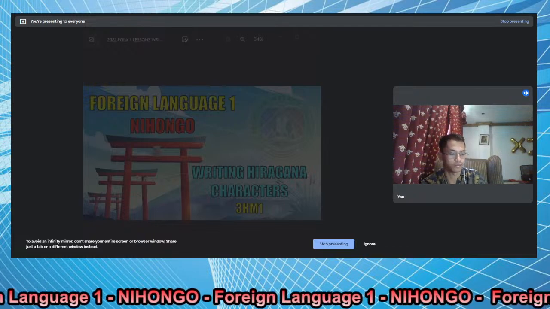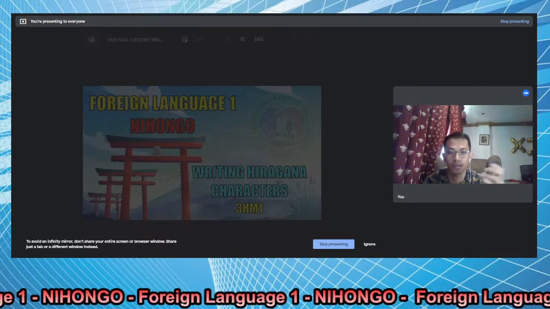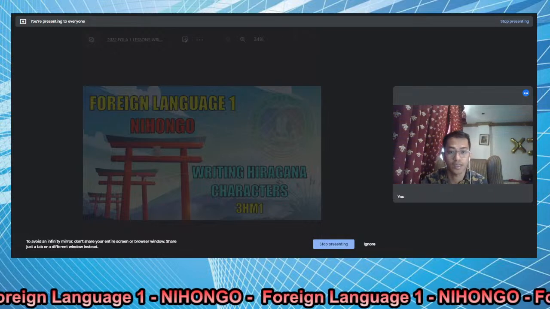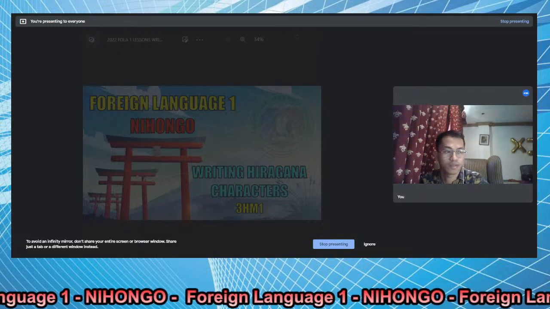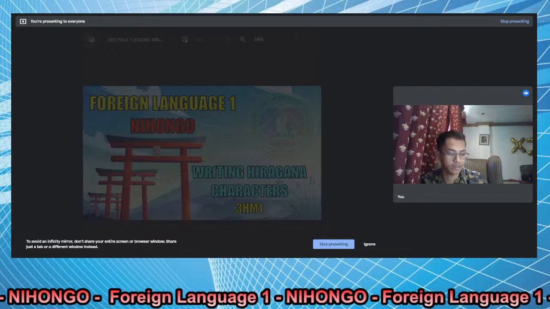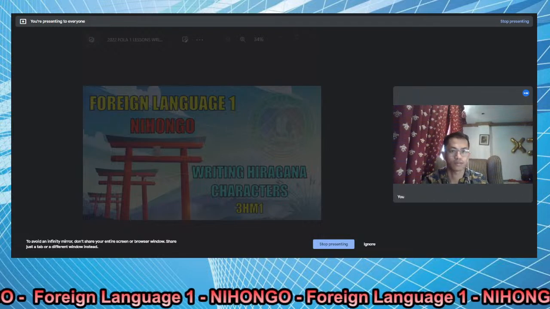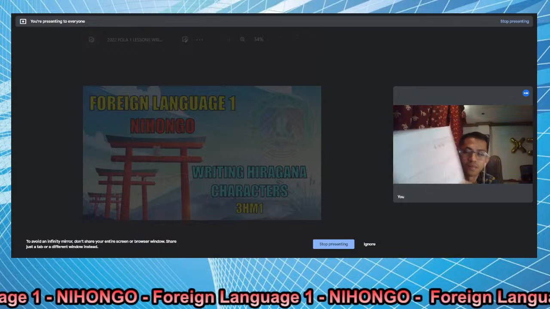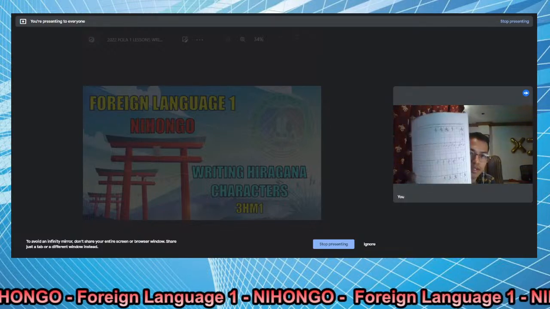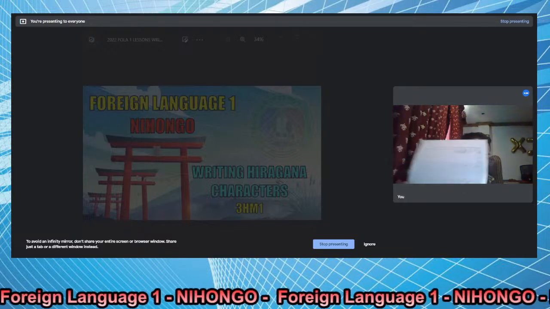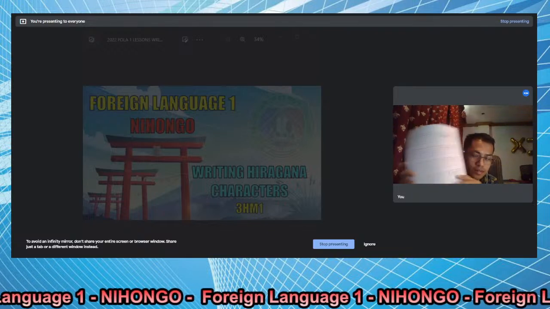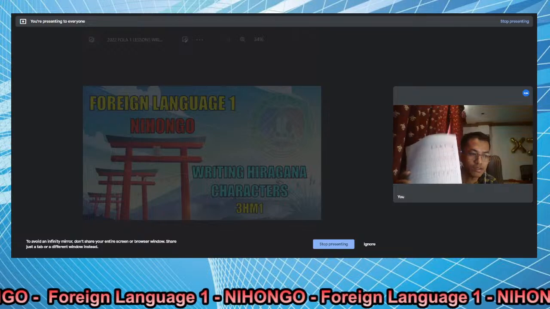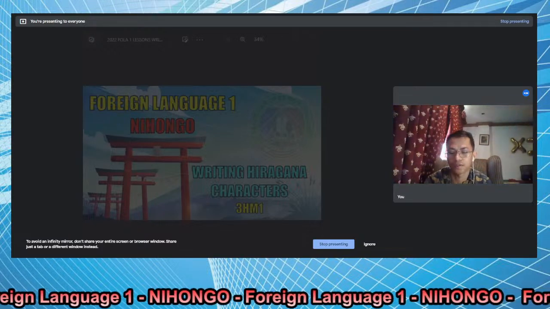All right, so now that you heard and you watched how these hiragana characters are written, baka sabihin niyo hindi ako nagsusulat eh. Ayan, nagsusulat din ako. So I also tried practicing my hiragana characters. So nagprint out ako ng practice sheet and tried to write also.